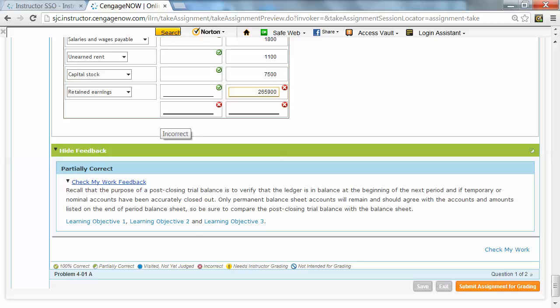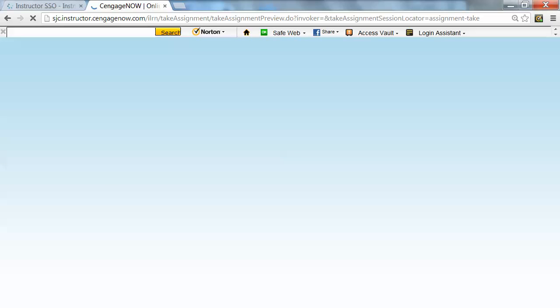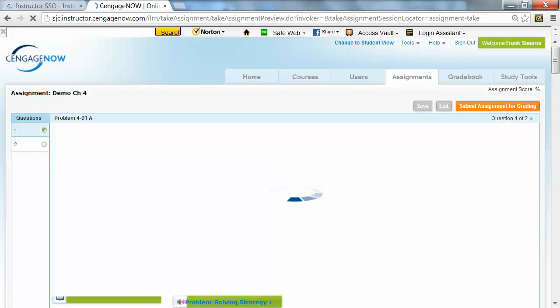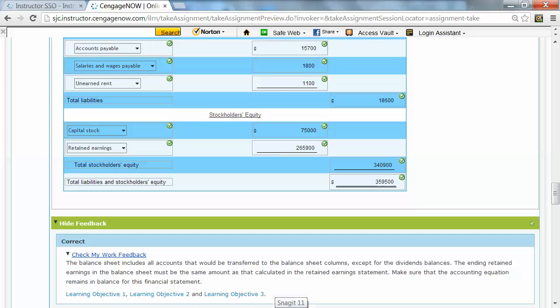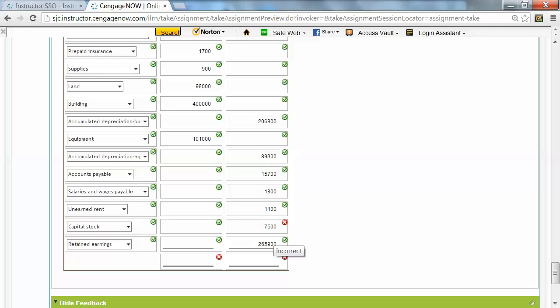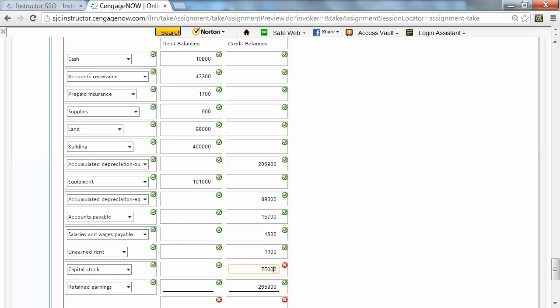And then we would finally enter the totals for those. I'm not going to bother. We can add those some other day. I have an error there. That should be 75,000. Typo.